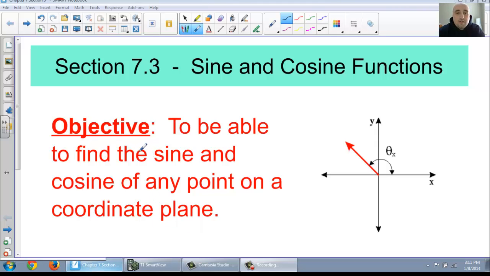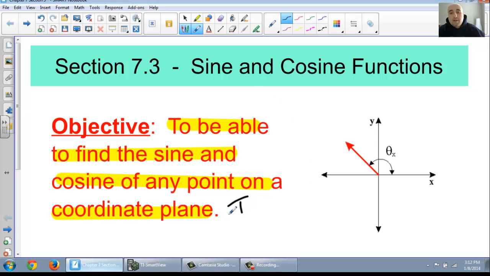This is the third video in chapter 7, sine and cosine functions. The objective is to be able to find the sine and cosine of any point on a coordinate plane. We'll probably also be throwing some tangent in there too. Those are the three main trig functions.